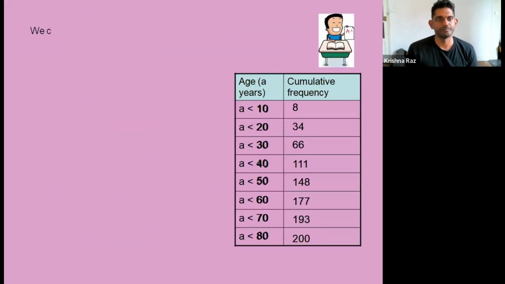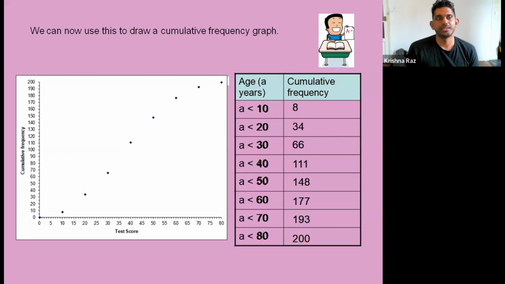The first thing to remember is the cumulative frequency always goes on the y-axis. So the cumulative frequency goes on the y-axis, as we can see, and the variable, which is the test score, will go on the x-axis. Because our lowest score was 0 and our highest was 80, we label it from 0 to 80. And because there were 200 people, we label cumulative frequency up to 200.